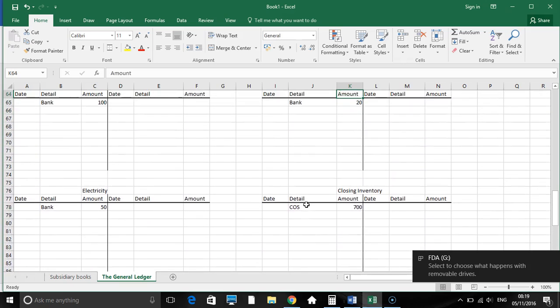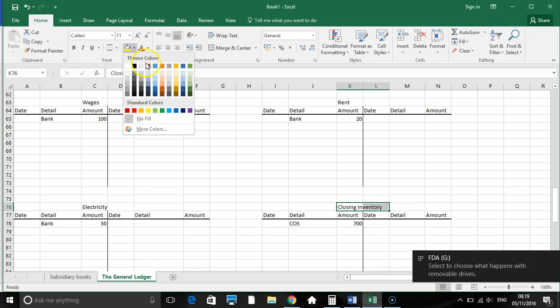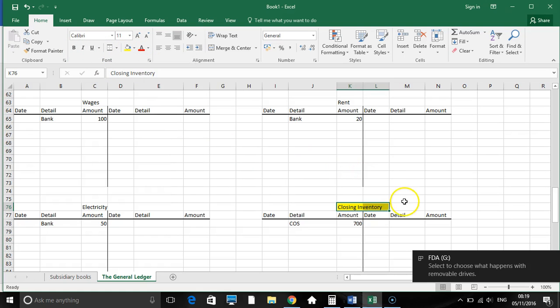And then let's do the same. Remember now, this is an asset account. Closing inventory is an asset. We just bring it down. It's an asset. I keep highlighting that, please. It's an asset account, so don't start bringing that. You've done the double entry already into the cost of sales account. This is an asset. You have it at the end of the period. And then you have your wages.